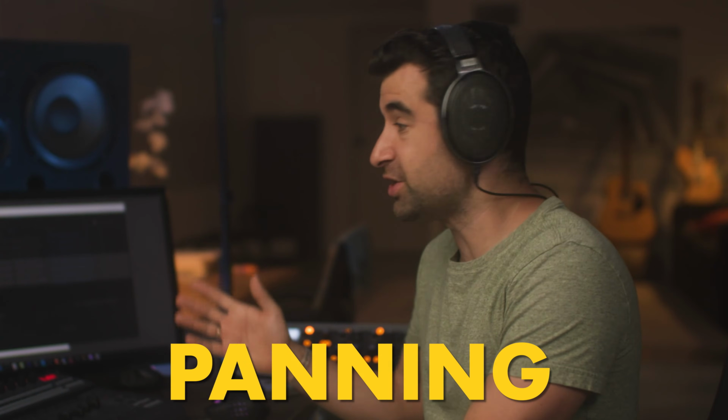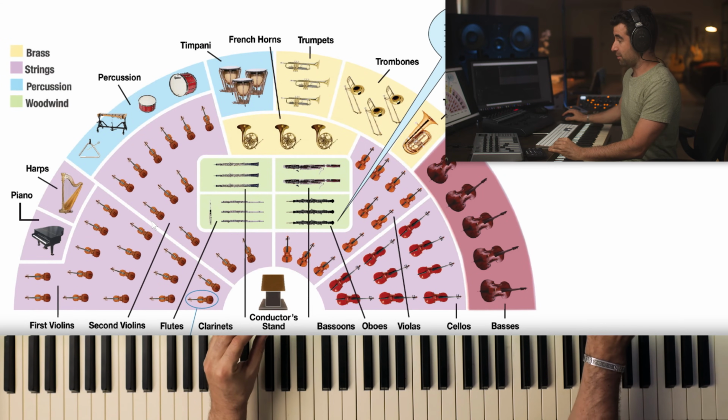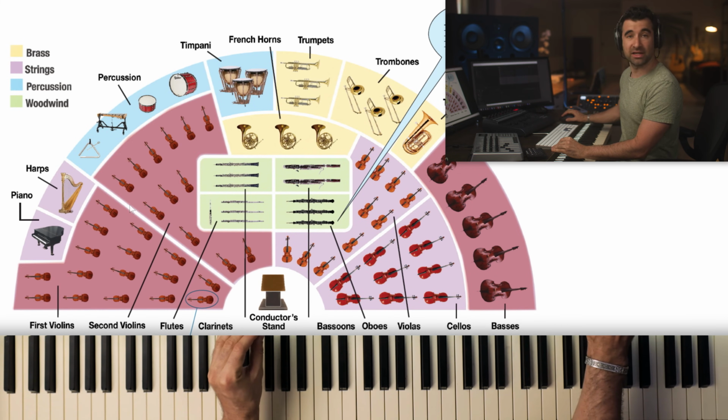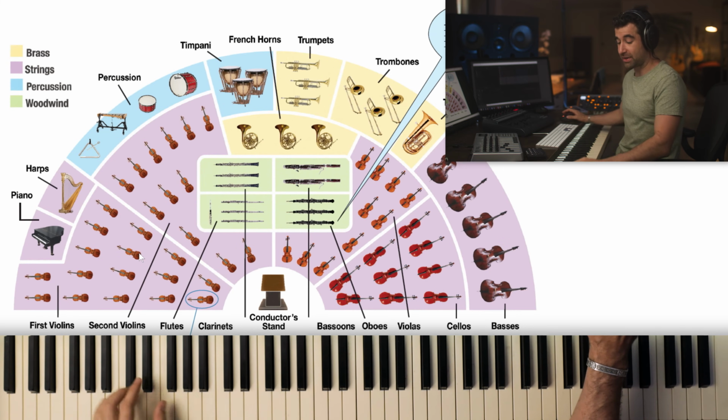Now, we're gonna talk about panning now, or the position. See that the double basses sit to the right of the orchestra and the violins sit to the left of the orchestra. This is what we are going to see happening here as well, right?